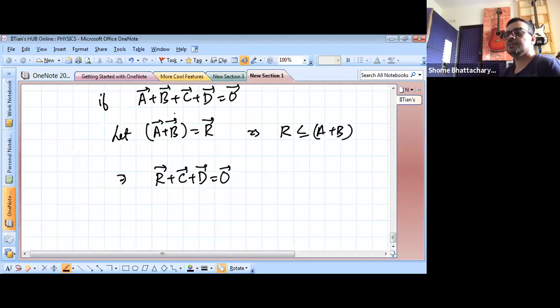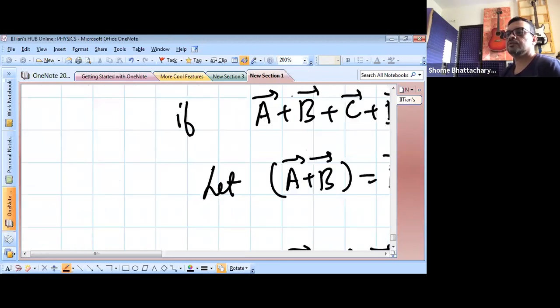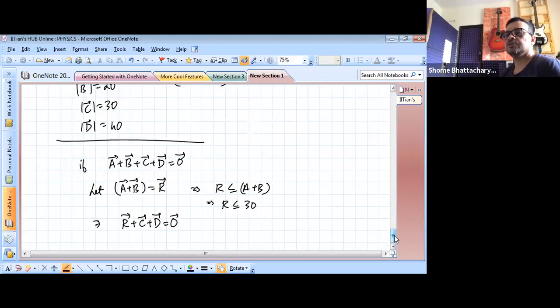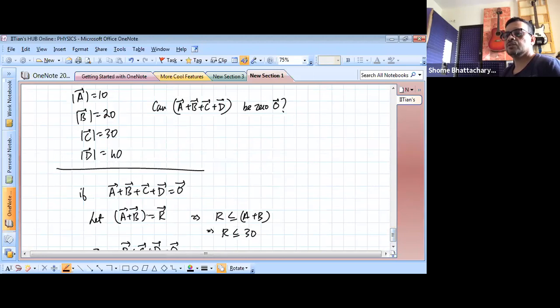Here the resultant of E plus B has to be less than or equal to 30, because let's go up and you can see that E and B had a magnitude of 10 and 20 each. So if I'm assuming that R is the vector sum of E and B, that means R's magnitude is less than or equal to the sum of the magnitudes. So R is within this limit.